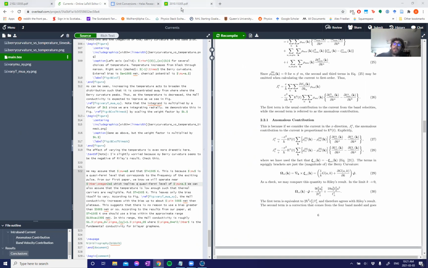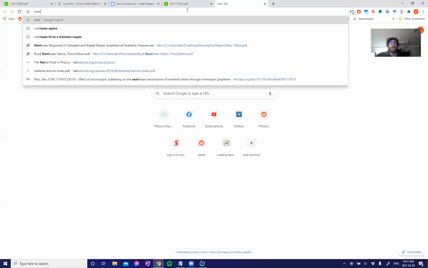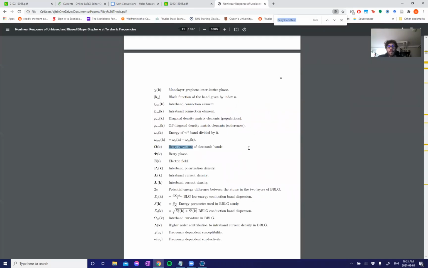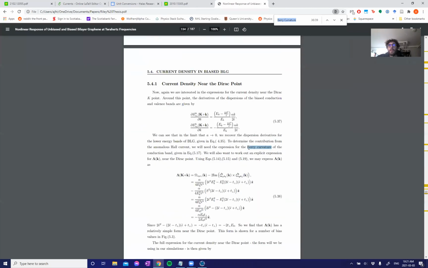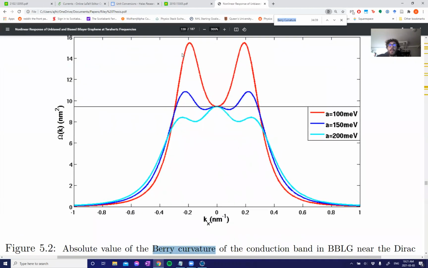Now, if we look at Riley's result, it seems like it's largest for a small bias. However, we have to remember that this whole thing should be multiplied by a factor of k, because it's circularly symmetric. Okay.